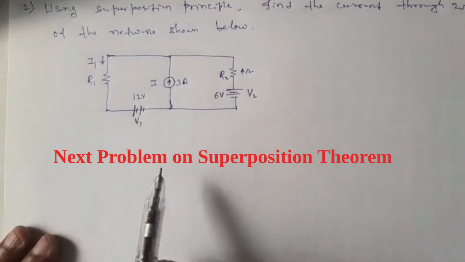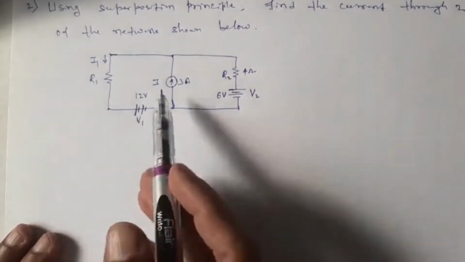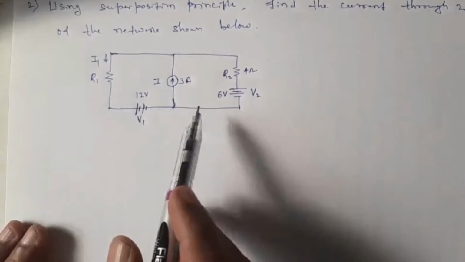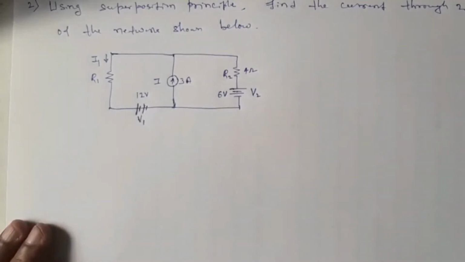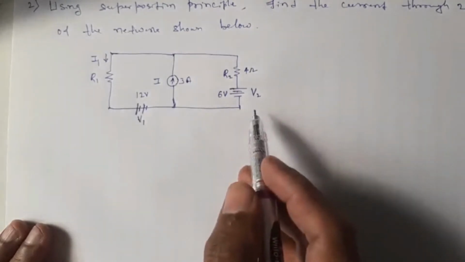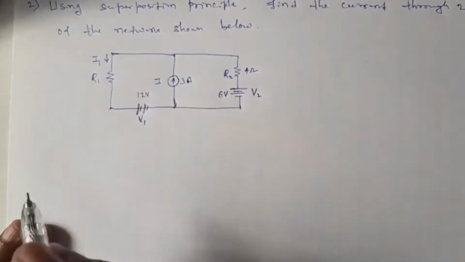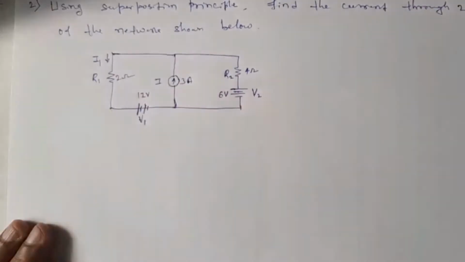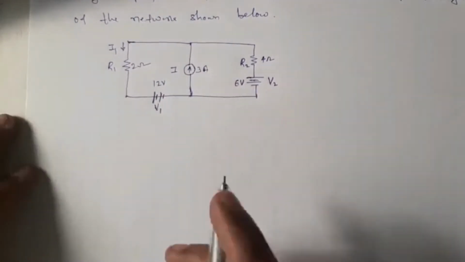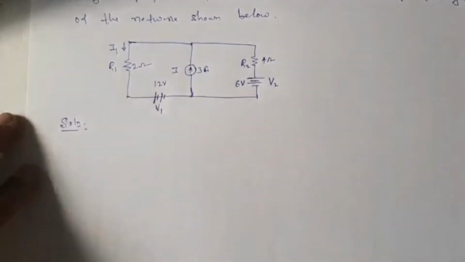Here, the difference from the first is that I have considered three sources, and among the three, one is a current source. This is V1, V2. V1 is 12 volts, V2 is 6 volts, R2 is 4 ohm, and R1 is 2 ohm. So this is 2 ohm. It is a very simple network again, but three sources are there.